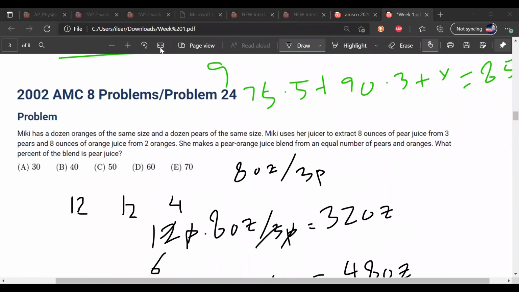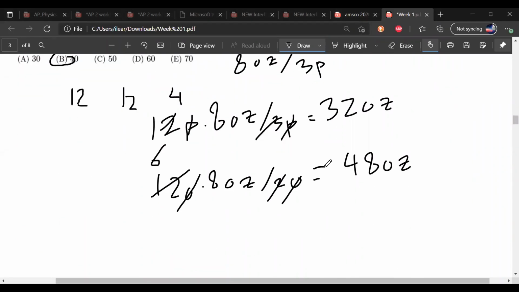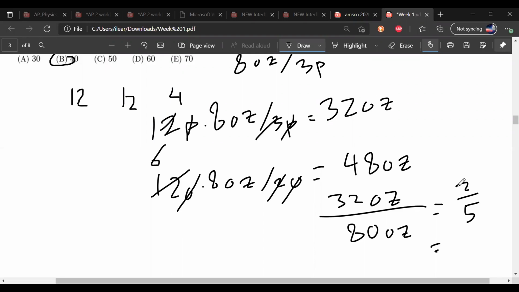Yeah, so it looks like most people agree it's B. All right, just to clarify in case people didn't get it, we have 32 ounces of pear juice over how many total ounces of juice she will have. She has 32 ounces of pear juice plus 48 ounces, which should give us 80 ounces of juice in general. So this would just cancel out. You can divide by 16 to get 2 over 5, which is equal to 40%.